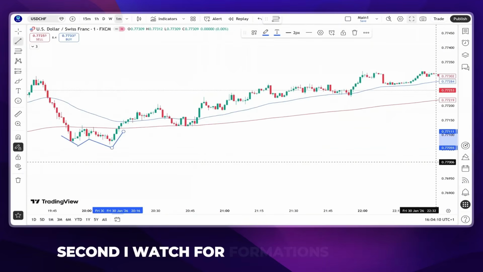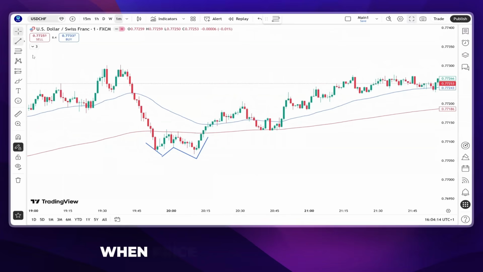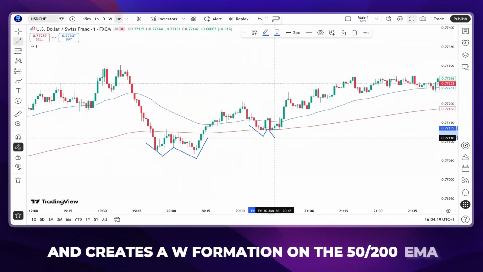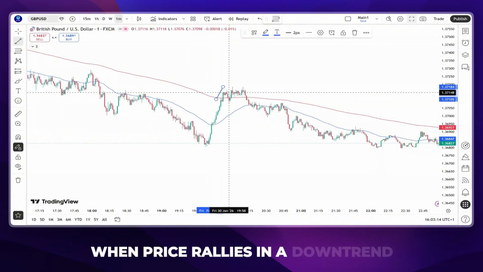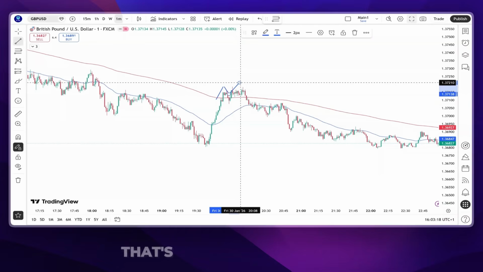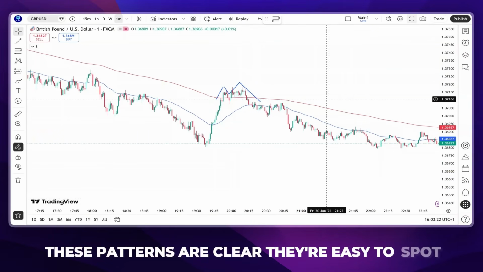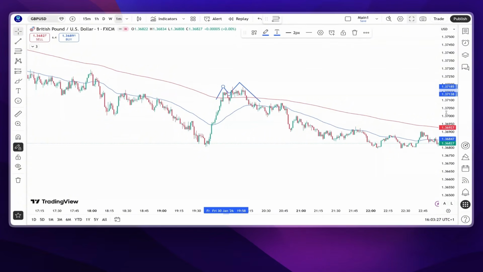Second, I watch for formations on the EMA. This is where the magic happens. When price pulls back in a trend and creates a W formation on the 50 EMA, that's a potential buy setup. When price rallies in a downtrend and creates an M formation on the 50 EMA, that's a potential sell setup. These patterns are clear, they're easy to spot, and they give you amazing entries with almost no drawdown.